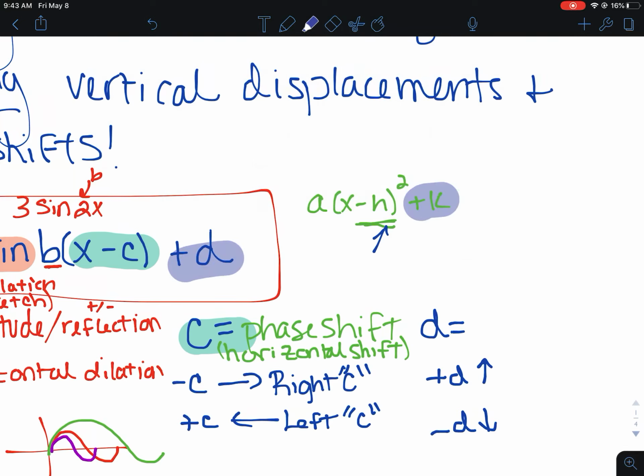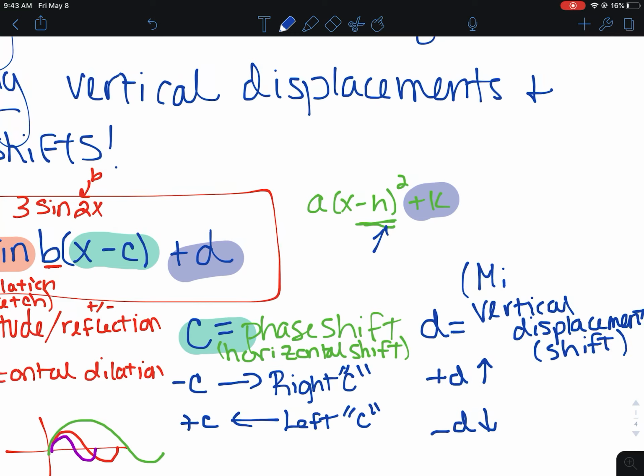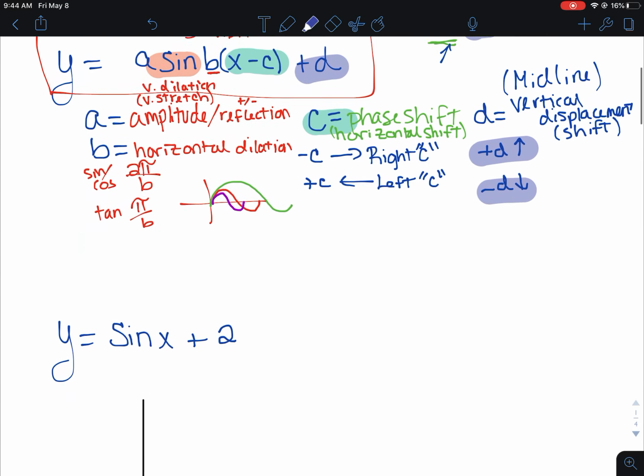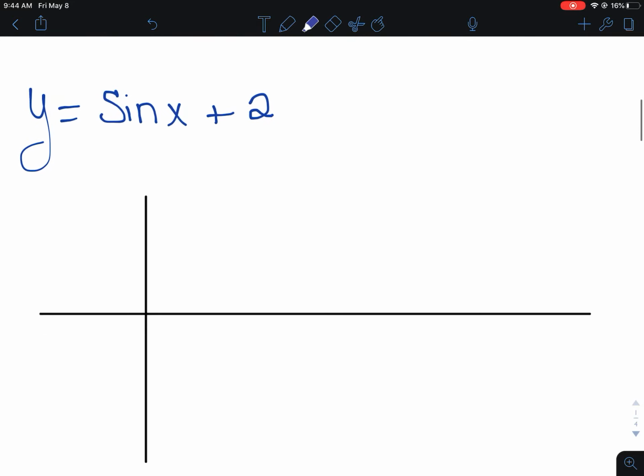And then plus d on the end, again, just like we did with our regular transformation, similar to plus k. That is what we now call the vertical displacement. And really that's a vertical shift. This is going to give you a midline. So if you hear me talk about the midline, that comes from this plus d number. That's going to be the new center of our graph. If it's a positive value, the graph is going to go up. If it's a negative value, it's going to go down. Okay, so let's try a couple and see how it goes.